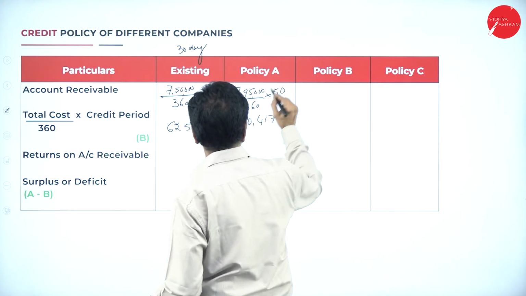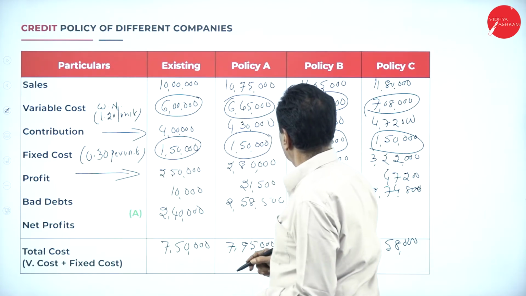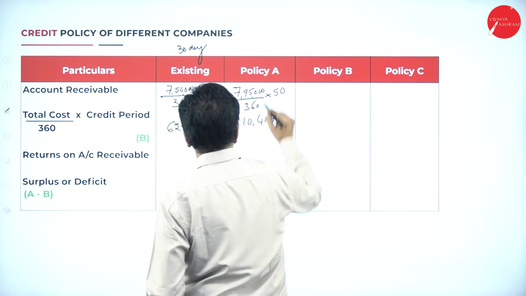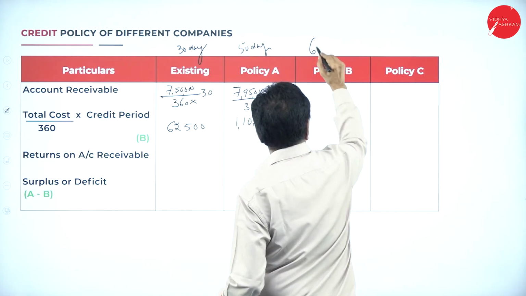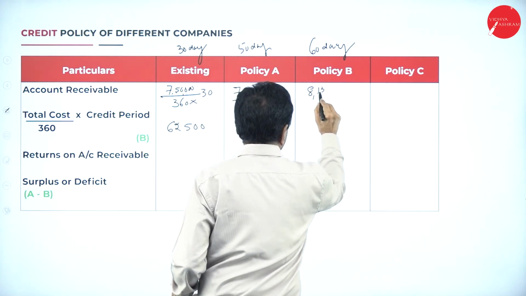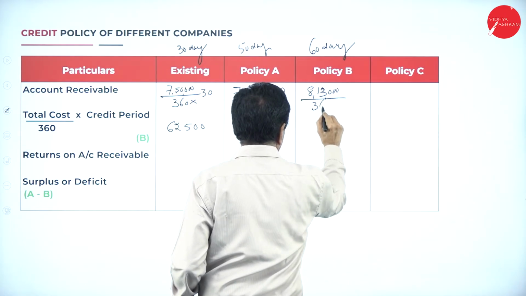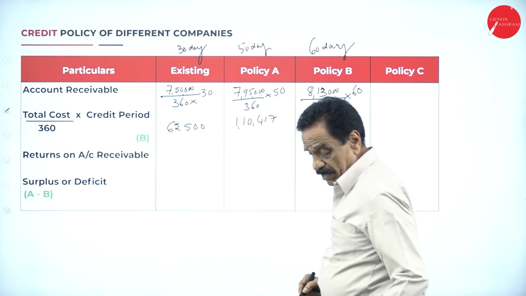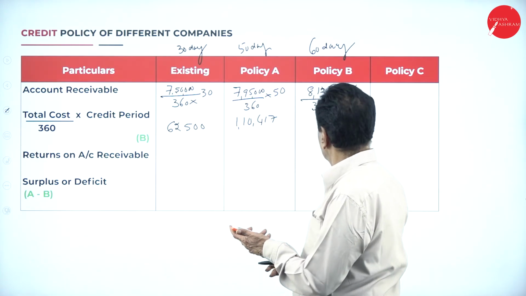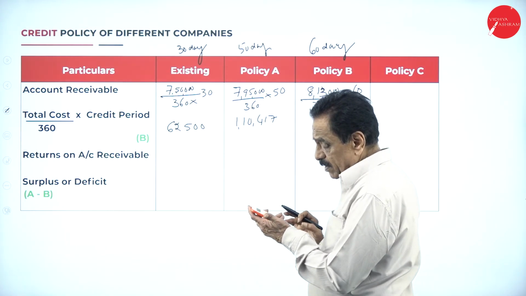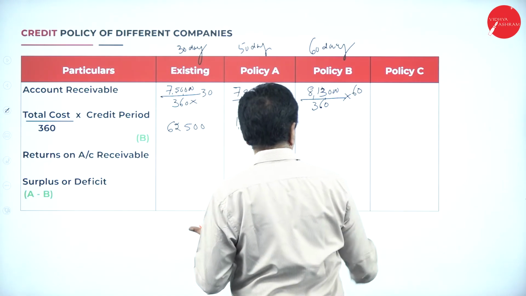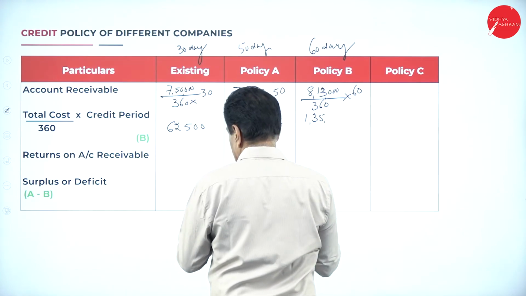Then policy B, this is 50 days; increase by 20 more, this is 60 days. Then what's the amount of this? 8,13,000 divided by 360 into 60 days is 1,35,500.